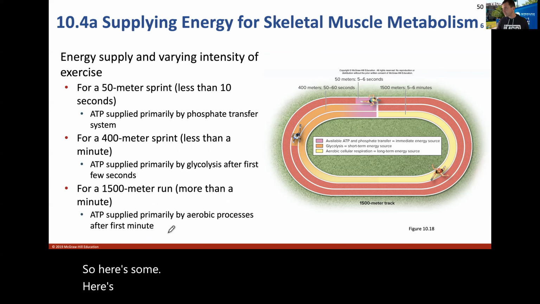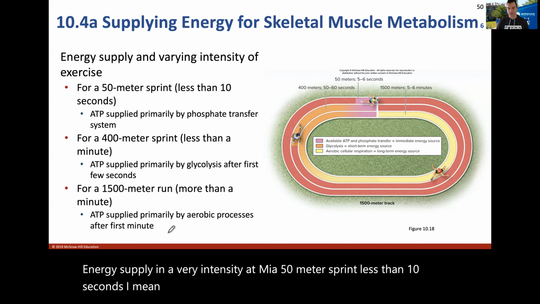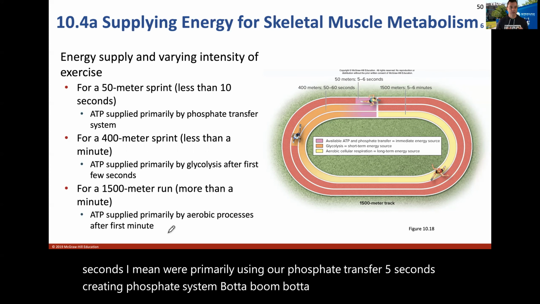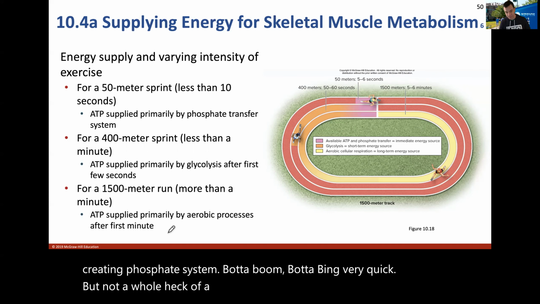So, here's a visual. And if this helps you, fantastic. Okay. Energy supply and varying intensity. I mean, a 50-meter sprint, less than 10 seconds. We're primarily using our phosphate transfer. 5 seconds, creatine phosphate system. Very quick, but not a whole lot of distance and a lot of time.